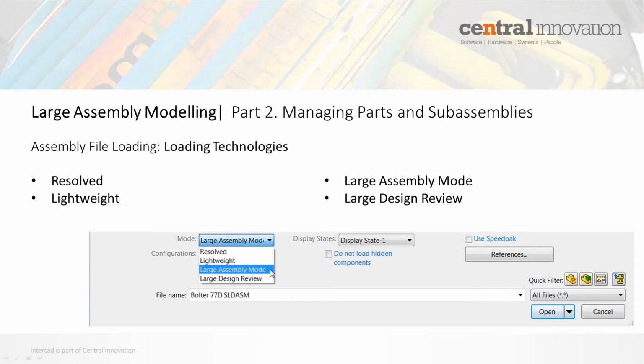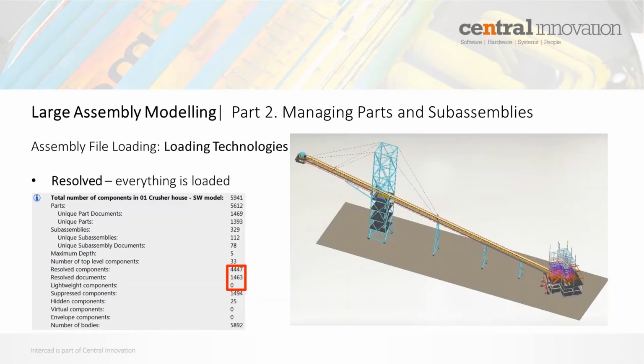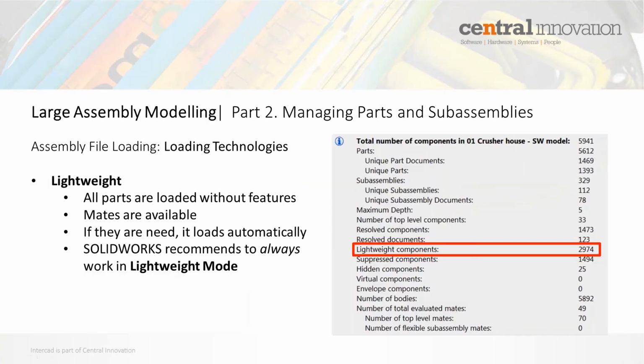So in a bit more detail, resolved is reasonably self-explanatory. This is where large assembly is going to take the longest to load though. Obviously there are no lightweight components listed there. Everything's pretty much resolved in that type of loading scenario. And that's not the best scenario for working with large assemblies. We have lightweight mode. In this particular mode, all parts are loaded without features. Mates are available, and if they're needed, it loads them up automatically when you select the faces that you need. SolidWorks always recommends to work in the lightweight mode.